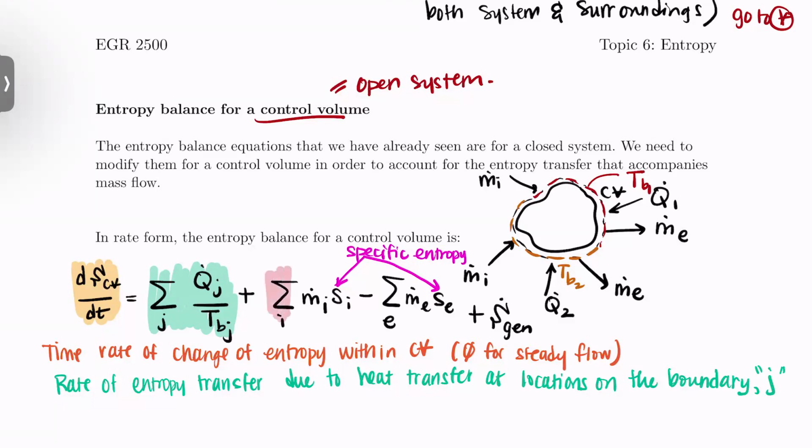This term here is the entropy coming in with the mass inflows. So this is our entropy rate entering the control volume. And then this is our rate of entropy leaving the control volume.